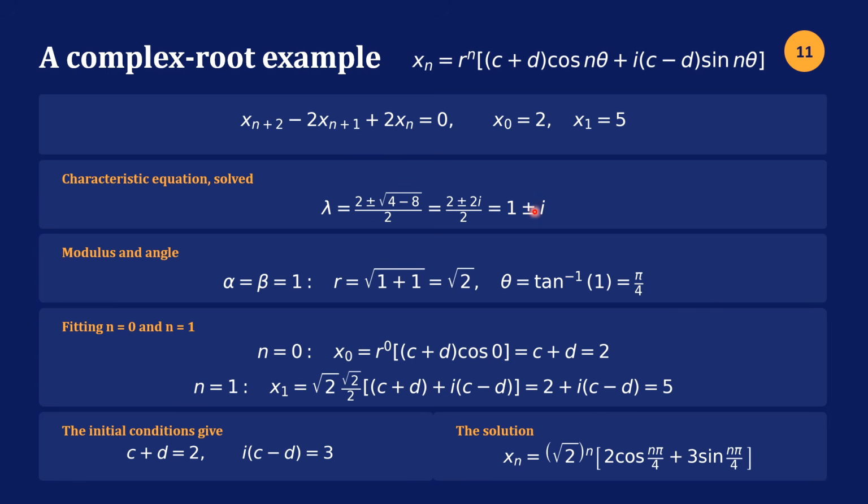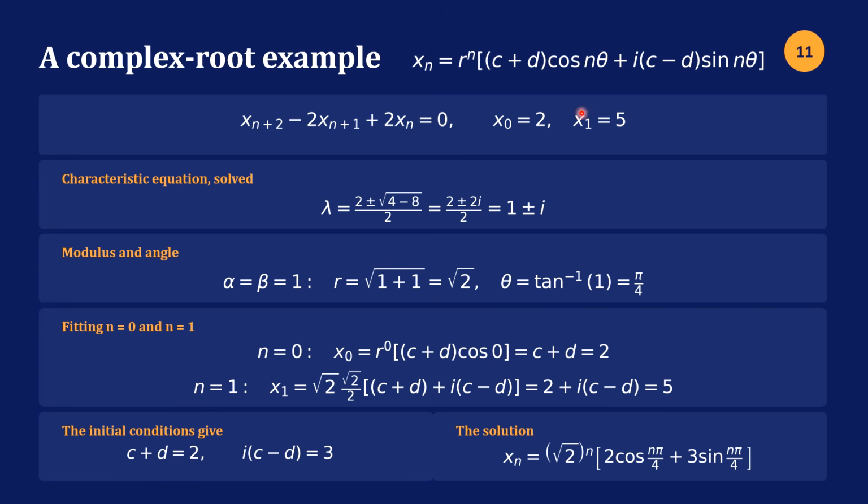This is fairly easy to translate to polar coordinates. The modulus is the square root of 2, and if you graph this, it's just 1, 1 in the complex plane. So the angle is pi over 4, or in the minus case, it's minus pi over 4, but we take the positive one for theta.